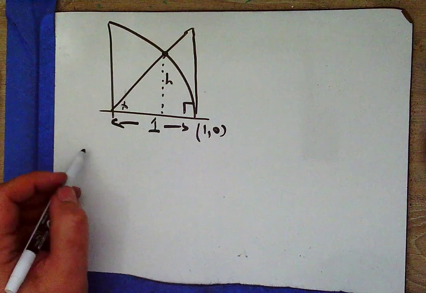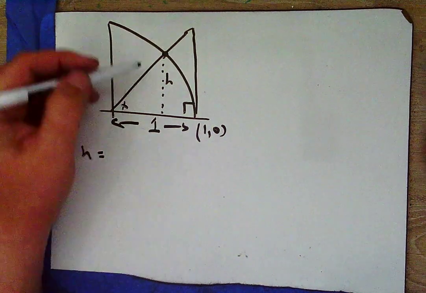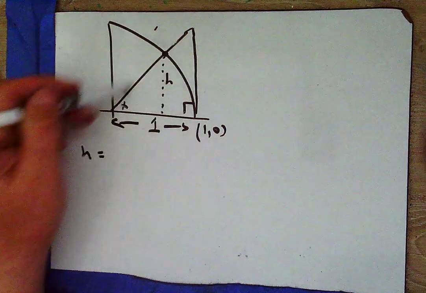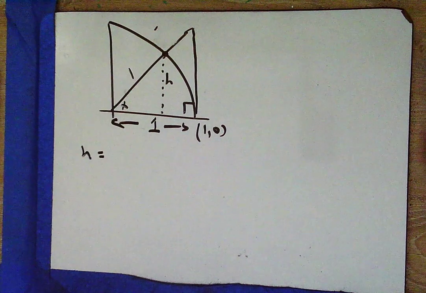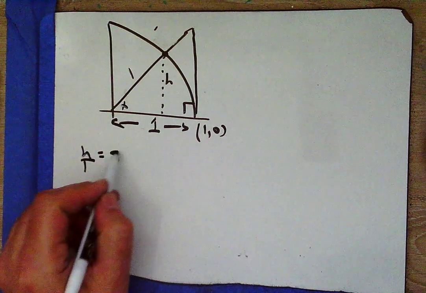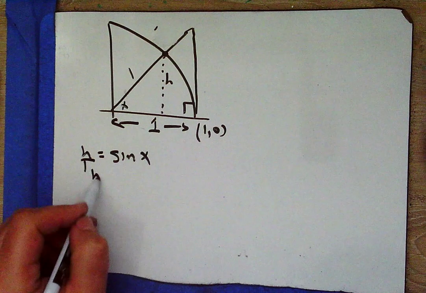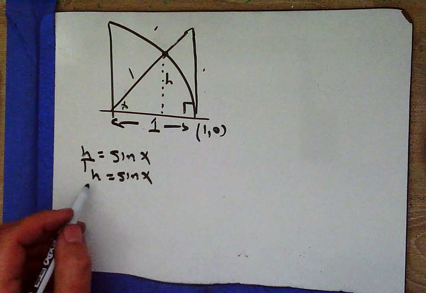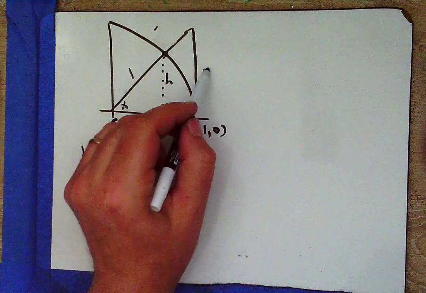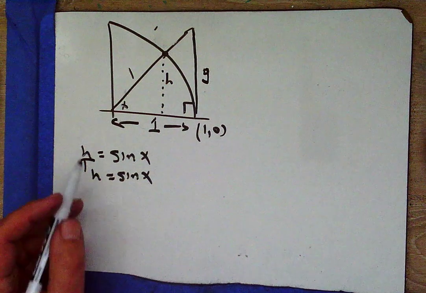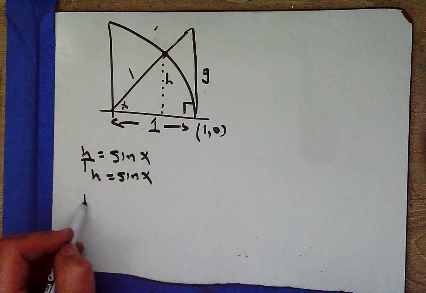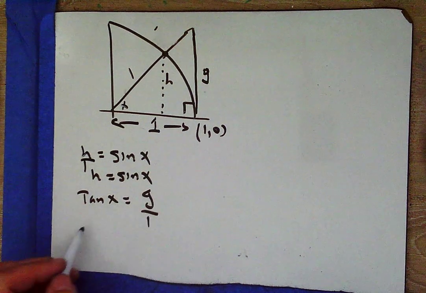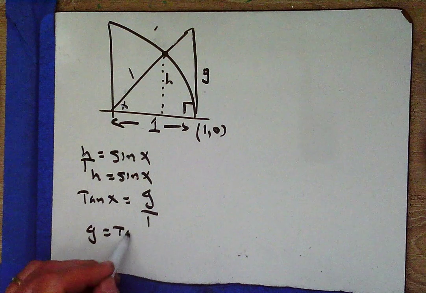Okay, so I'm going to say little triangle is, oh, and I need h. So what's h equal to? This is 1. Right. So I know that h over 1 is the sine of x, so h equals sine x. I know that this length over here, I'm going to call it g for no good reason. I can say that the tangent of x equals g over 1. So I know that g equals tan x.